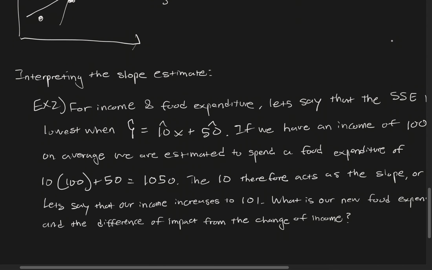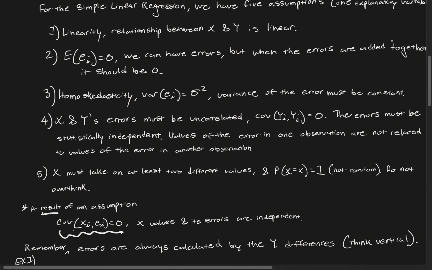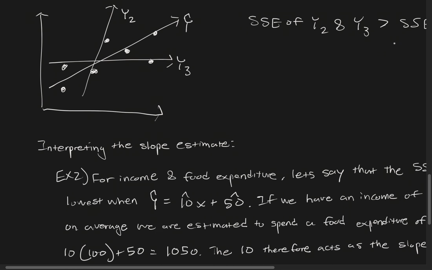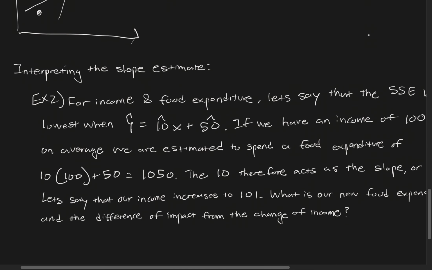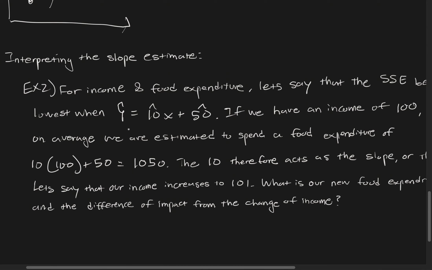All right, so let's give another example here. Okay, let's do one example of a real life example. Let's say for income and food expenditure, our sum of squared errors becomes the lowest when we have this function right here. Again, we will never actually have to calculate this. It will always be calculated by software.